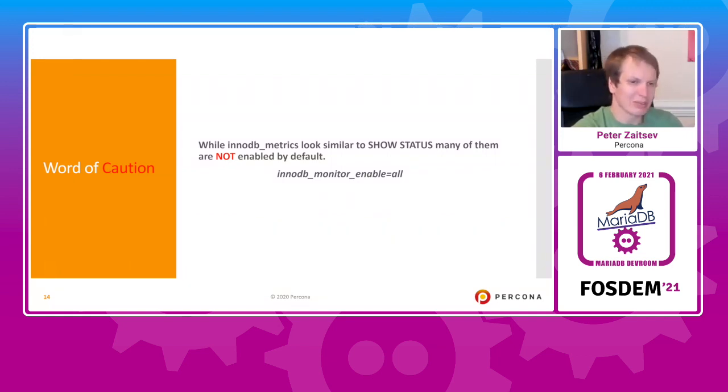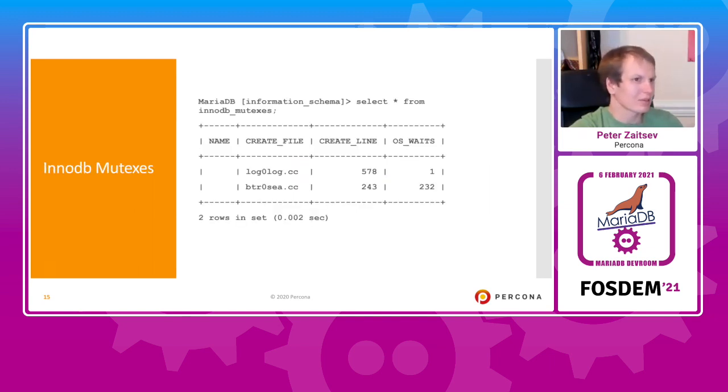Or there are also options to enable only some of them. Another table which exists in this information schema is INNODB_MUTEXES, which is a very cool table which allows us to show what kind of mutexes are having a lot of OS waits. And I think that can be very helpful for some of the advanced diagnostics when you have mutex contention.